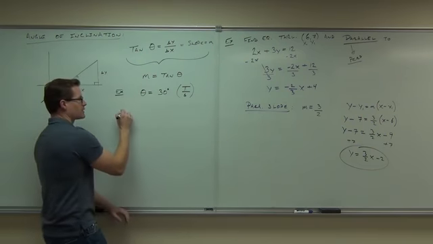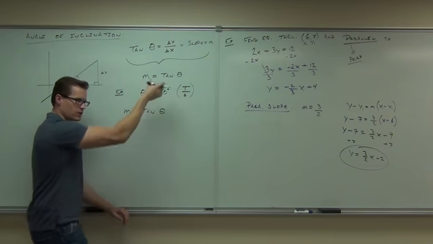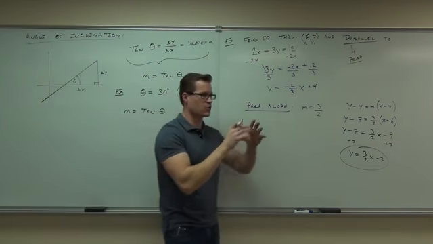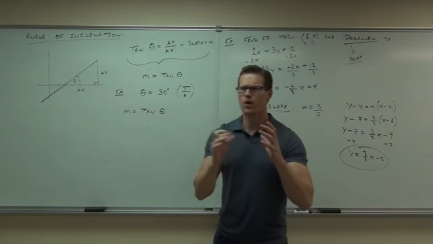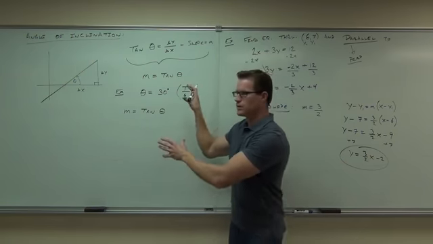We know for a fact that m equals tan theta. Don't forget that. Okay, that's your equation. That's what you do now. You know that the slope is equal to the tangent of that angle. What's our angle? 30 degrees.